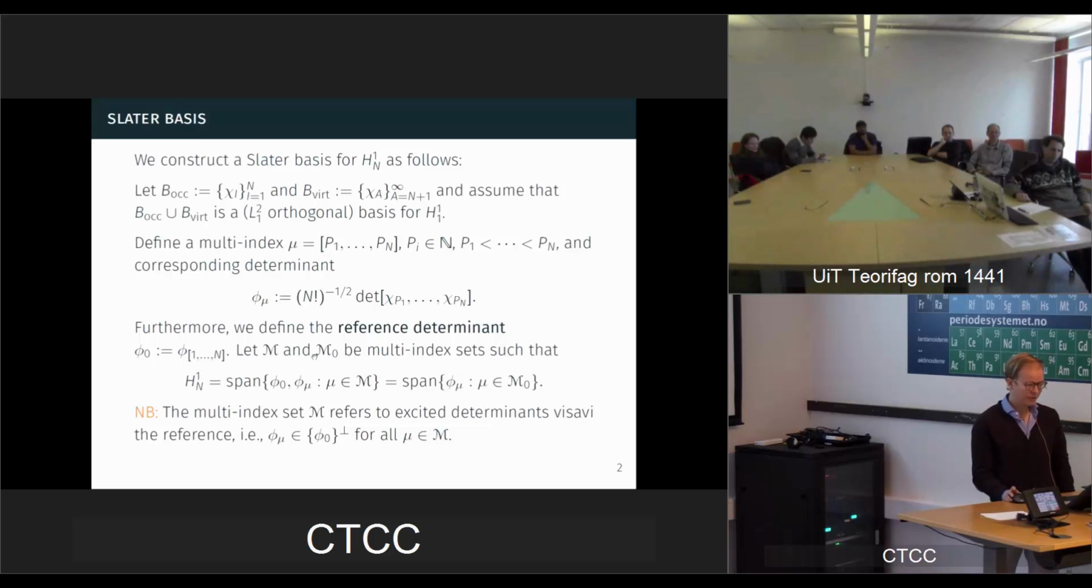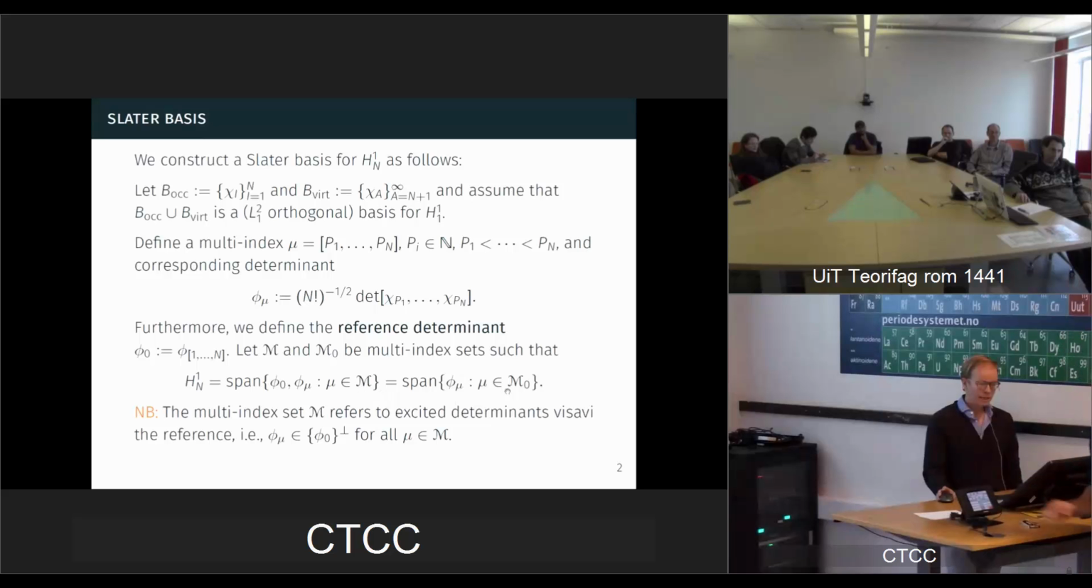And from all these determinants, we can build up or span our Sobolev space H1, and we make use of two different multi-index sets. So one is this M, and that contains all the excited determinants. And M naught contains also the reference determinant phi naught. So that's just notation, because it will become obvious later when I talk about excitation operators why you want to split this into two different multi-index sets.